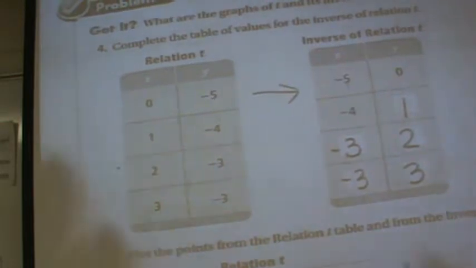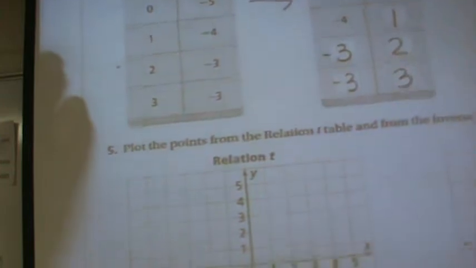So I want you to graph relation T and the inverse. How do you graph this relation? Well, just plot these points, 0, -5, 1, -4, 2, -3, and 3, -3.